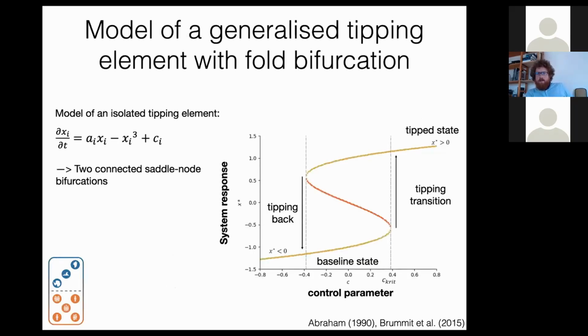And the generalized model that is used a lot is this one here, a differential equation with a cubic term that seems to be the most simple form of such a fold bifurcation that you can find in the literature, and it has been used in different works, and now also in the catastrophe theory of the 70s and even earlier. I think such models have been studied, but in a more mathematical way. We found studies by, for example, Abraham from 1990, and also, for example, there's a study by Brummett et al. 2015, which uses this type of model to study tipping element interactions.